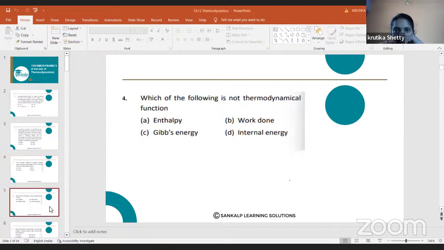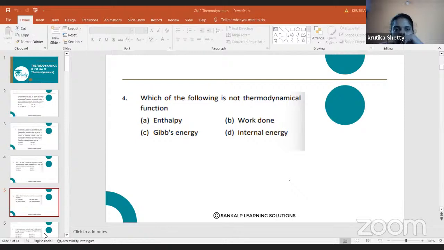Next question. Which of the following is not a thermodynamical function? A thermodynamical function should be a thermodynamic variable. So enthalpy, work done, Gibbs energy, internal energy. Option B, work done. Yes, very good. So option B, work done, is not a thermodynamic function. That is work done.